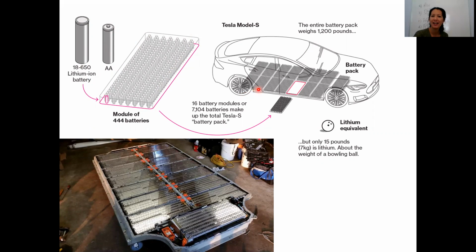And look at the Tesla. This is the battery pack. You take 16 modules, which ends up being about 7,000 batteries, and that's the total Tesla S battery pack. So I don't know if you realize, but really in these electric cars, it's just stacks of batteries here. So you can see it here live, and they're showing that the lithium equivalent is about 15 pounds even though this entire pack weighs 1,200 pounds.